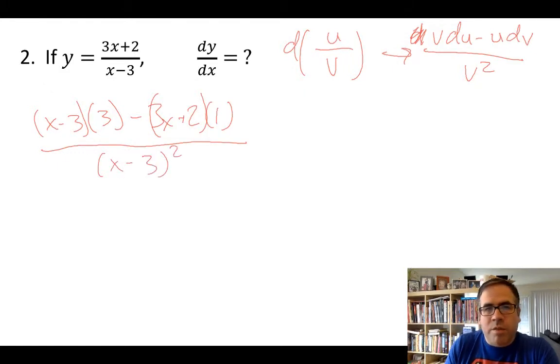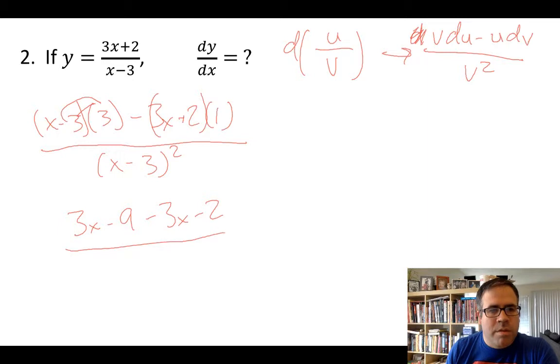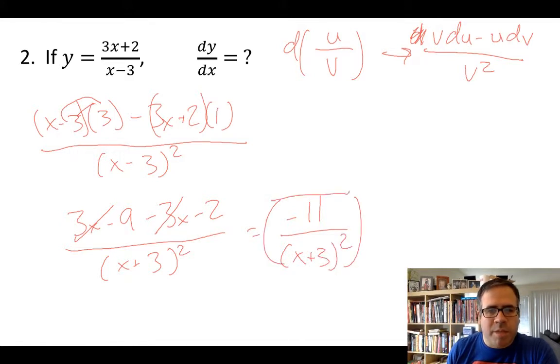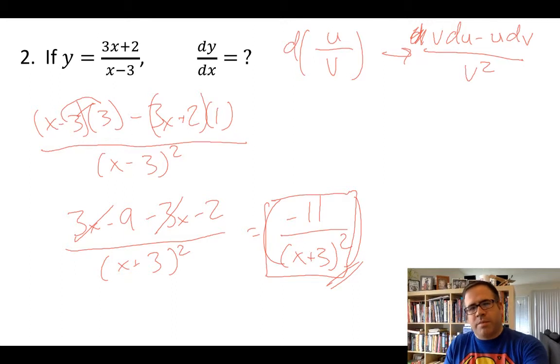And then I would like to advocate simplifying as much as you can. You get 3x minus 9 minus 3x minus 2 over x minus 3 squared. The 3x's cancel. You get negative 11 over x minus 3 squared. Try to simplify. It makes your life easier if you have to do something more with this.